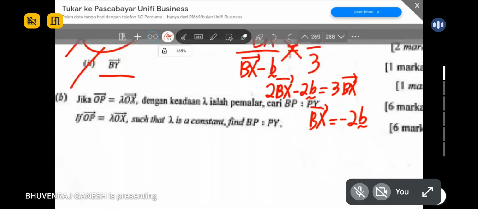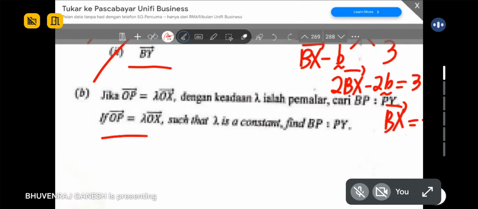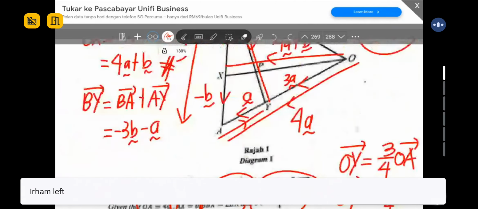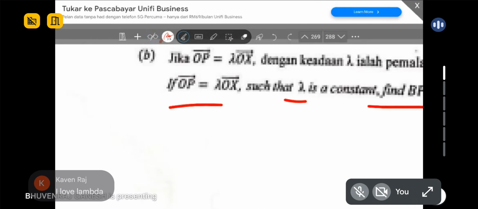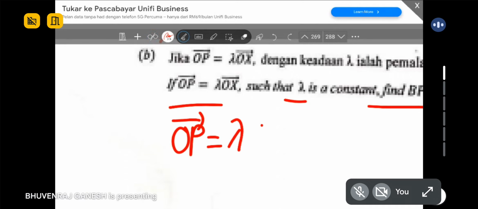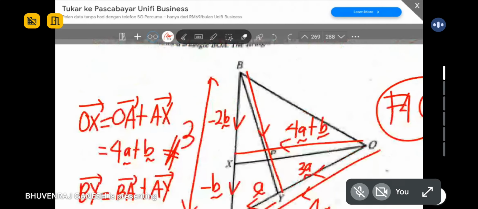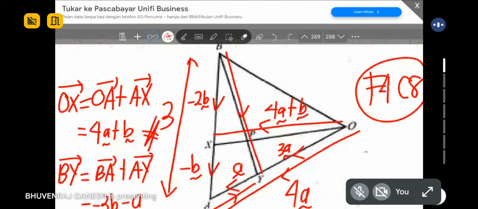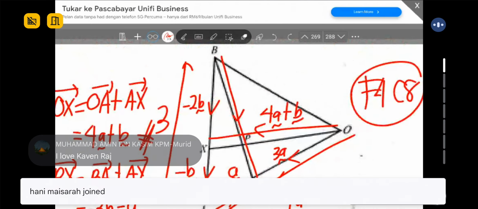Next one. So this question, guys, 6 marks. This kind of question, a lot of people are scared. Never mind, step by step. They tell us OP is lambda OX. So you can start with this information: OP equal to lambda OX. Do we have information on OP, guys? OP, no information, right? We don't know what OP is equal to. So you must be smart a bit. OP is actually equal to what?